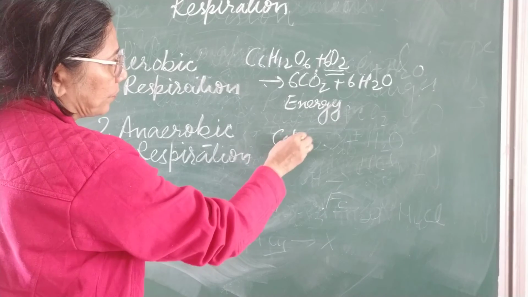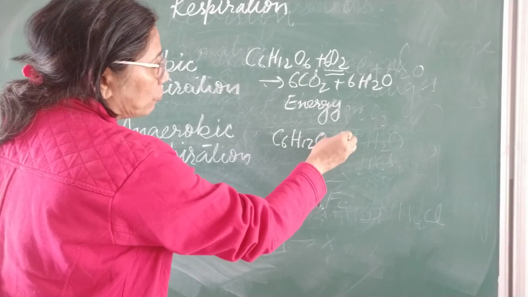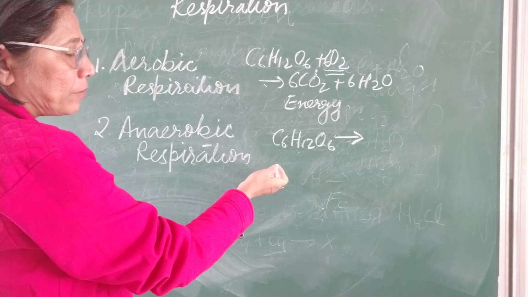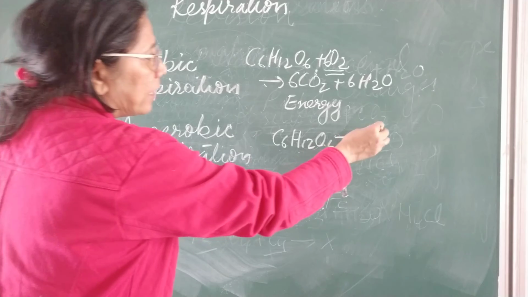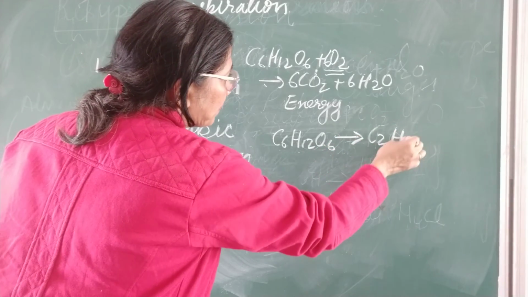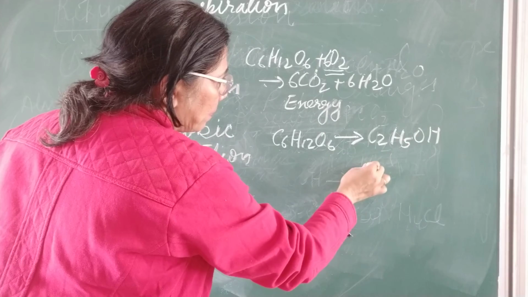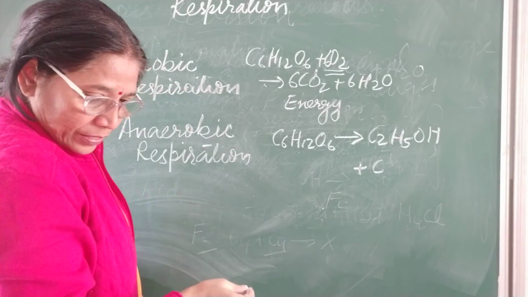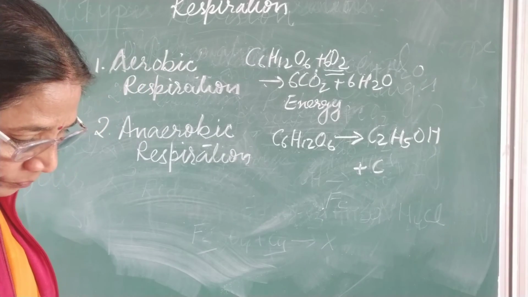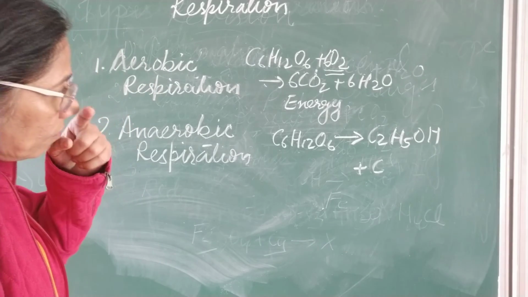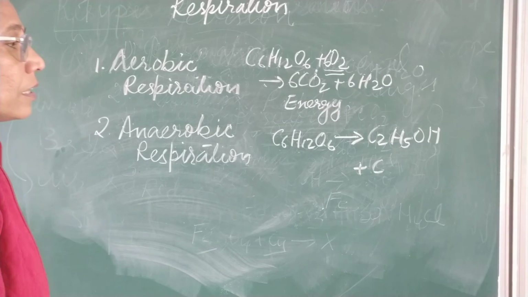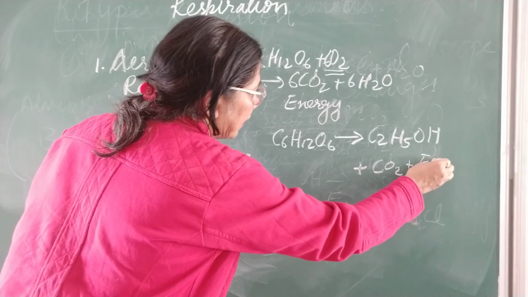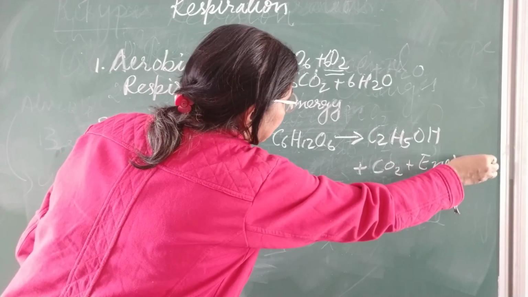Like, this is food, no oxygen is there. Bacteria and blue green algae break it down into alcohol and carbon dioxide. It forms alcohol and carbon dioxide, and the amount of energy is very less. Energy is released but the amount is less.